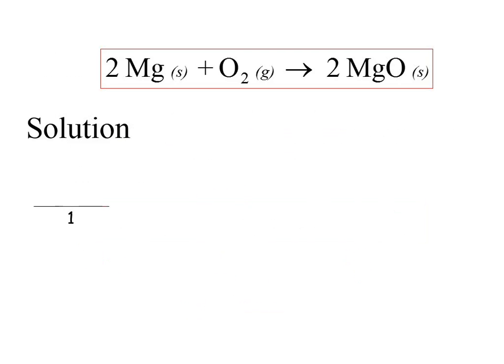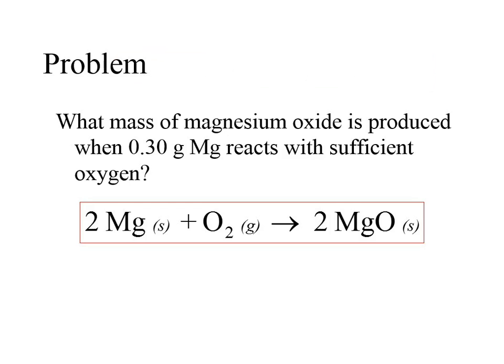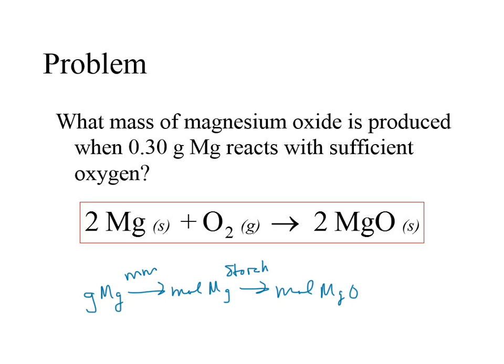Here we go. Oops, I forgot. Let's go ahead and give ourselves a game plan. We're going to go from grams of Mg to moles of Mg using magnesium's molar mass. Then we're going to go from moles of magnesium to moles of magnesium oxide using the stoichiometric ratio. And then we're going to go from moles of magnesium oxide to grams of magnesium oxide using its molar mass.